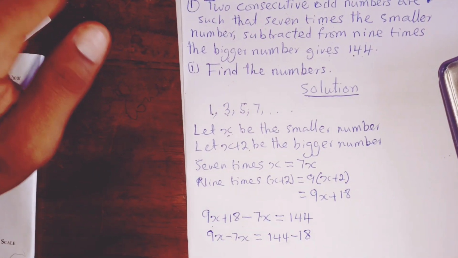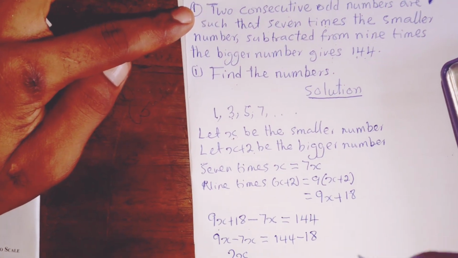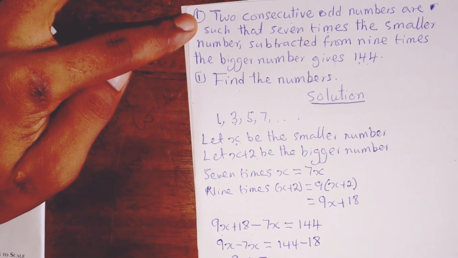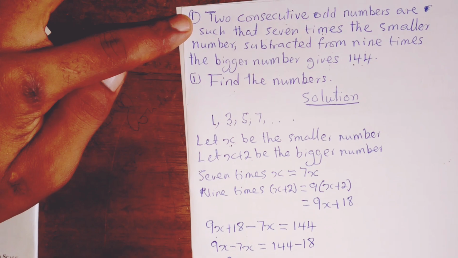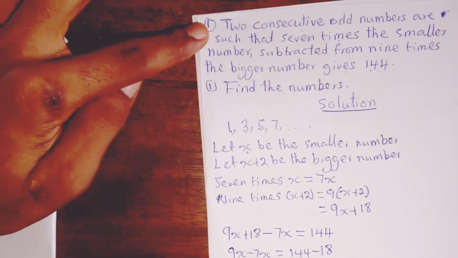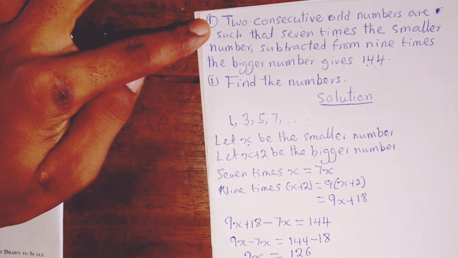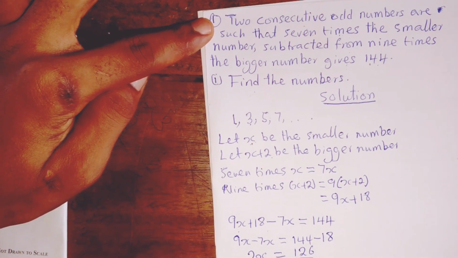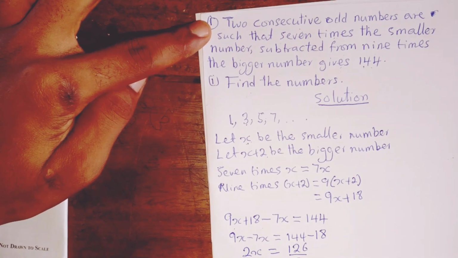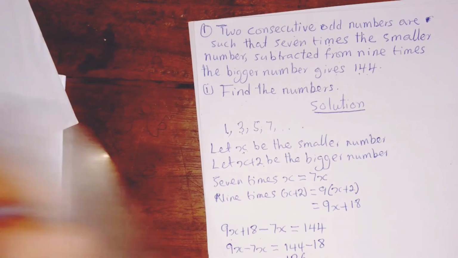So I know that 9x minus 7x will give me 2x, which is equal to 144 minus 18 will give me 126. But I'm looking for x, so divided by 2. Divided by 2. Meaning x is equal to 63. So don't forget they say find the numbers.